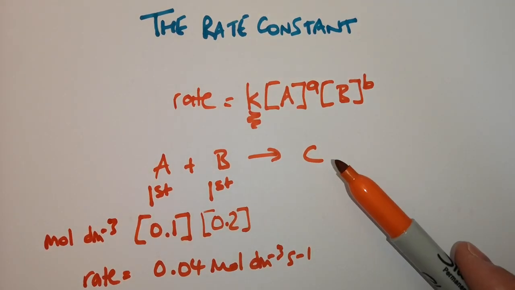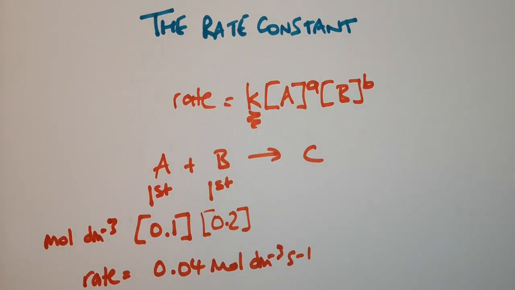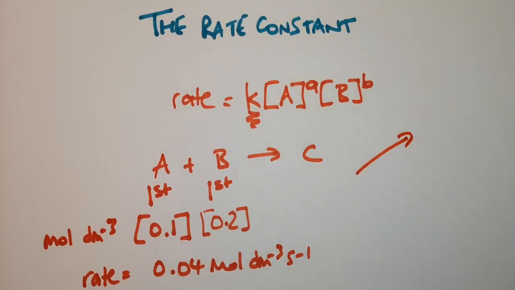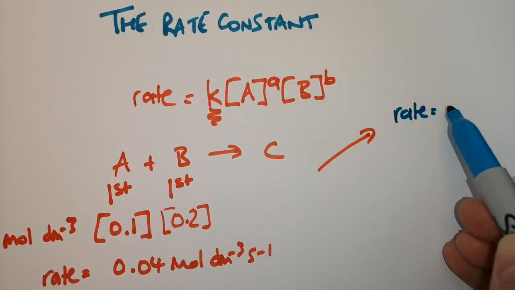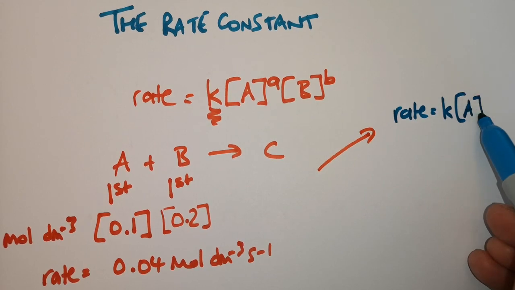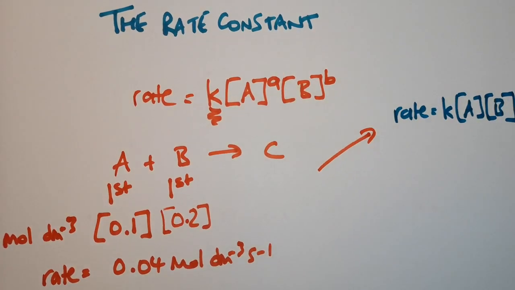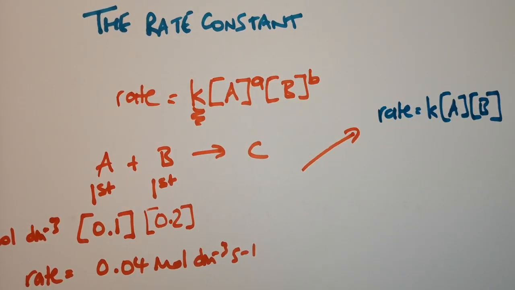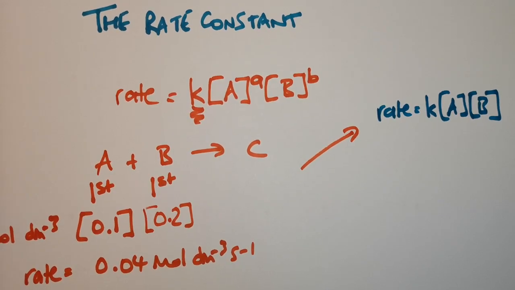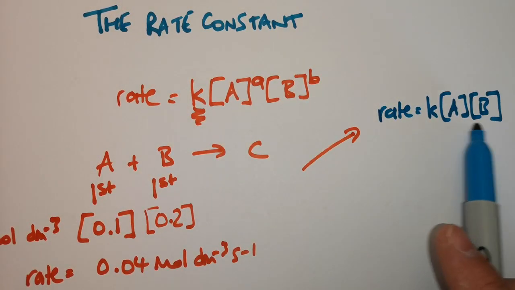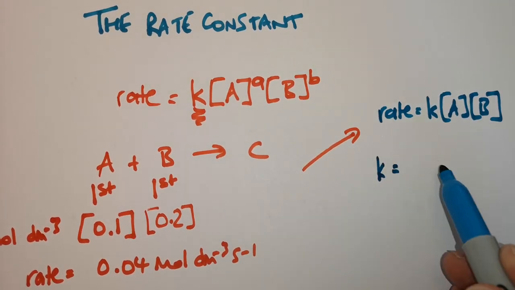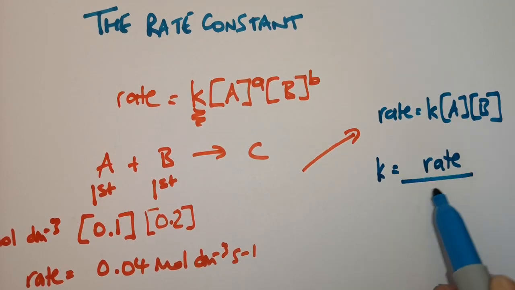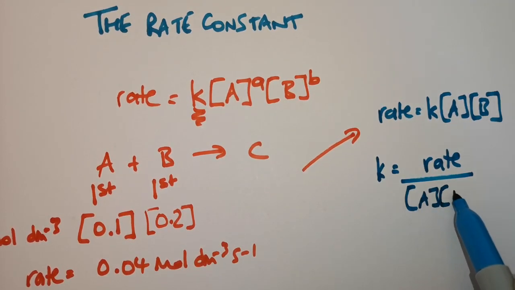So the procedure we would need to do to calculate k is, firstly, we'd need to write the rate equation. Here, these are both first order, so it'd be rate equals k, concentration of A, concentration of B. Now I need to rearrange this equation to make k the subject. If I divide both sides by A and B, then I isolate k. So k becomes rate over concentration of A, concentration of B.